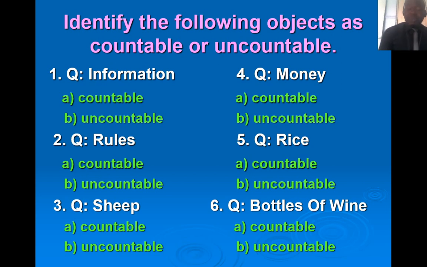Now, back to this quickly over time. Information, is it countable or uncountable? Information is uncountable. What about rules? It's countable. What about sheep? It is actually countable. But don't forget that the plural of sheep is still sheep. It doesn't change. What about money? Money is uncountable. What about rice? Rice is uncountable. What about bottles of wine? Bottles of wine is countable.